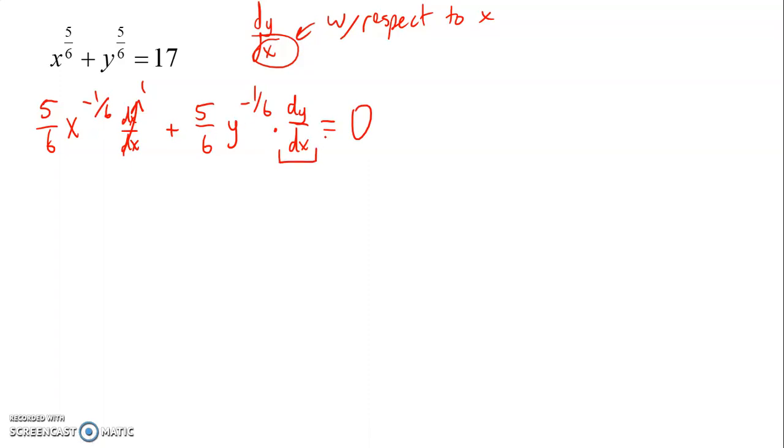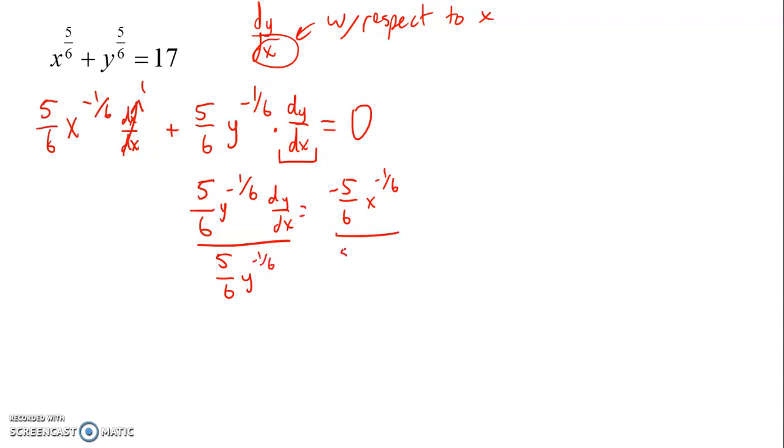Now, I'm trying to solve for dy/dx, so I'm going to move this term over to the left side. So 5/6 y to the negative 1/6 dy/dx equals negative 5/6 x to the negative 1/6. To get dy/dx by itself, I'm going to divide both sides by 5/6 y to the negative 1/6. The 5/6 can cancel out. So dy/dx equals, I'm still going to have a negative.